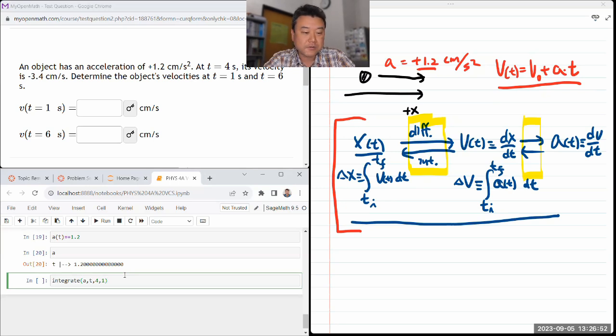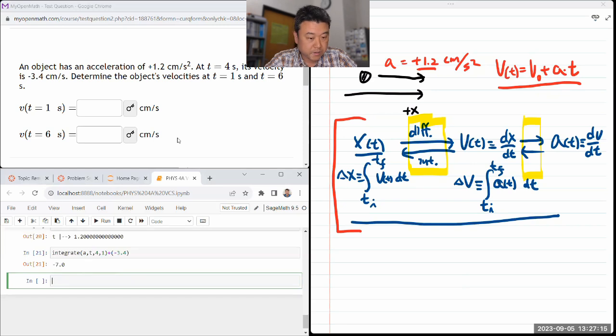So when I do this integral, it gives me the difference in velocity. So I really have to add the initial velocity to get the final velocity. So I have to add my initial velocity at t equals 4 seconds. And it's still initial, even when I'm going backward in time. Minus 3.4 centimeters per second. Yeah. Okay, so let me check that this will give me an expression that doesn't depend on time at all.